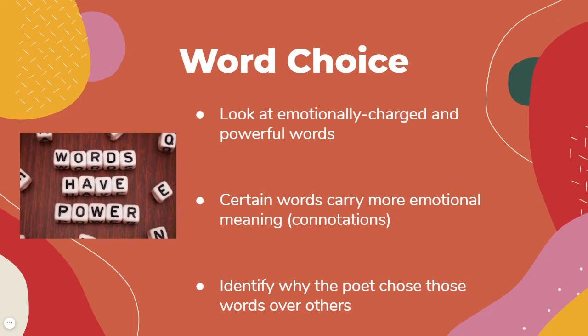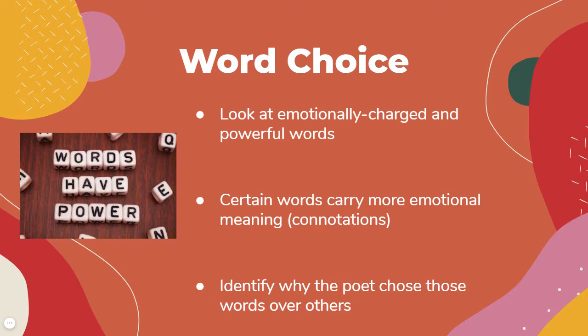Next, we have word choice. Remember, authors are going to use very specific words on purpose to try and evoke an emotion within you. So when you're trying to figure out what words to look for, look at those emotionally charged words. There are going to be powerful words within the poem that should sound off like an alarm in your head saying, oh, that's an emotion word. They probably chose that over a different word for a reason. So let me think about that.